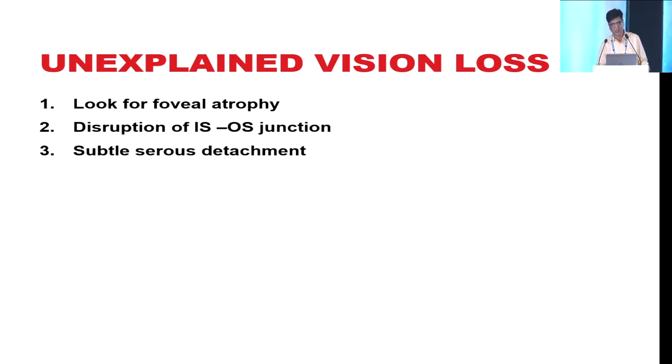And of course, unexplained visual loss: look for foveal atrophy, disruption of the IS-OS junction that I discussed, and subtle serous detachment. Many times you have done a good retinal detachment surgery and the patient is not improving. Once you do an OCT, you find a very minimal serous detachment present. So you can explain to those patients. You might give some steroids, PST, or maybe even intravitreal injections to help these patients. So thank you very much.